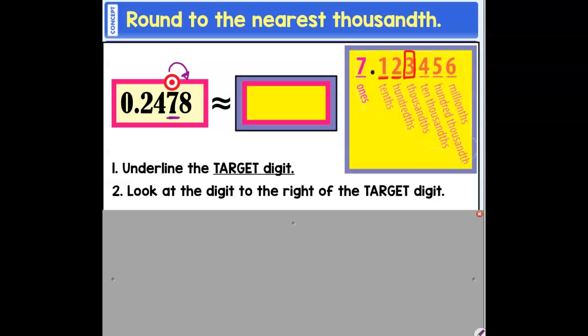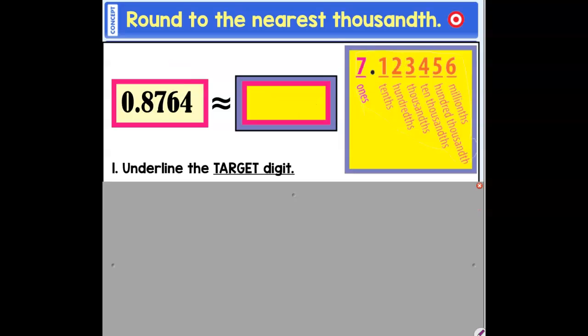Well, 8, 5 or more, we want to raise the score. I need to leave all the other numbers before it the same because I'm not changing those. I'm still going to be at 24 cents, but then instead of 7 slivers, the 8 tells me to go up to 8 slivers, 248 thousandths. Let's look at the next one. Write it down on your board.